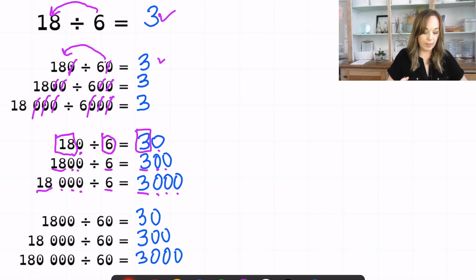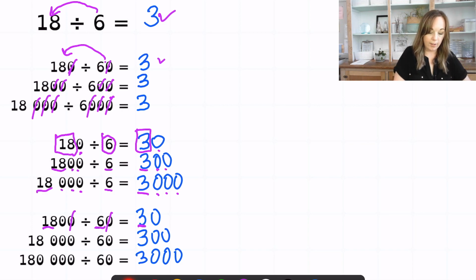Okay, let's get to these bottom three questions where there are zeros on both sides. We still have an 18 divided by 6, so we're still going to have a 3 in our answer. I have some zeros on both sides, so I can eliminate zeros as long as it's the same number of zeros on each side of that division sign.